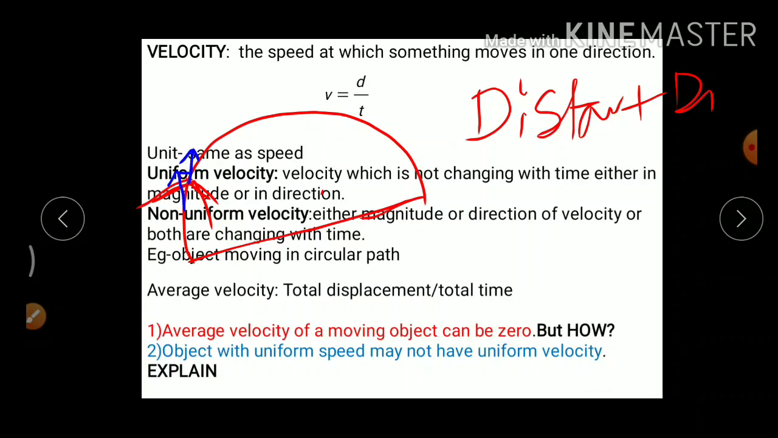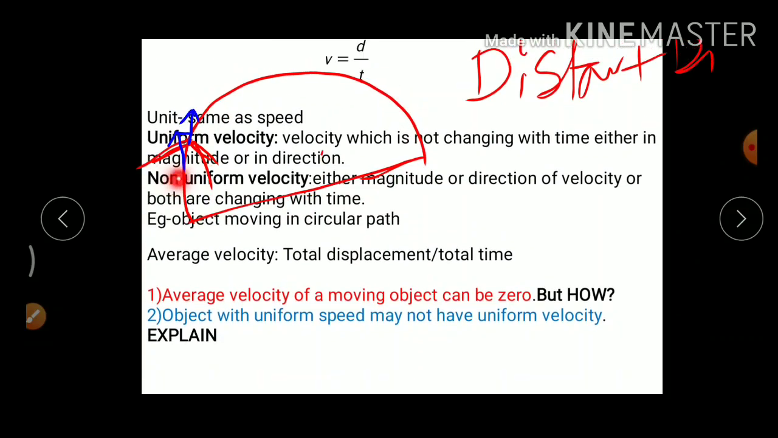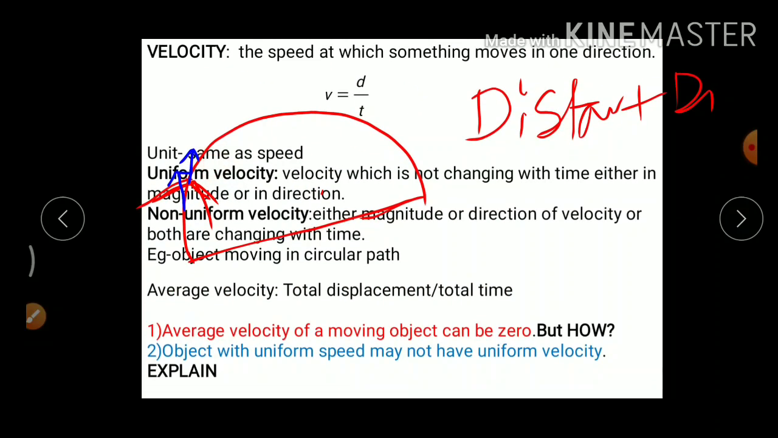That means to get non-uniform velocity, we have three ways: either the magnitudes are different, or the directions are different, or both are different, that means magnitude and direction both are different. So to get non-uniform velocity, the object can be moving in a circular path. When it moves in a circular path, it always changes its direction. As you can see in this diagram, I have tried to show you how direction changes.